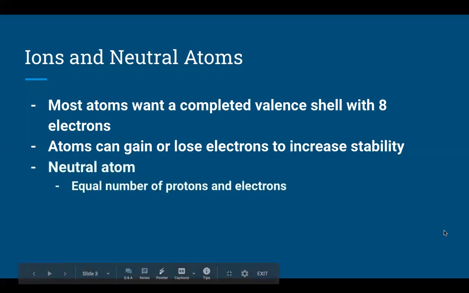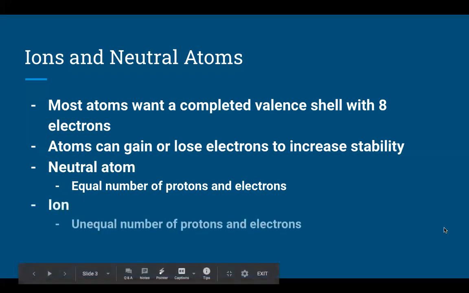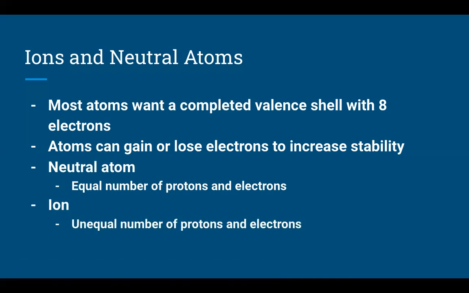A neutral atom will have an equal number of protons and electrons. Their charges are balanced. That's why it's neutral. Ions, on the other hand, are going to have an unequal number of protons and electrons. Of course, the protons are going to stay the same. That's not what's going to change, because that identifies our element. But we can add and subtract electrons. If we add negative charges, we become more negative. If we decrease negative charges, we become more positive. An ion is a charged atom. It's no longer electrically neutral.